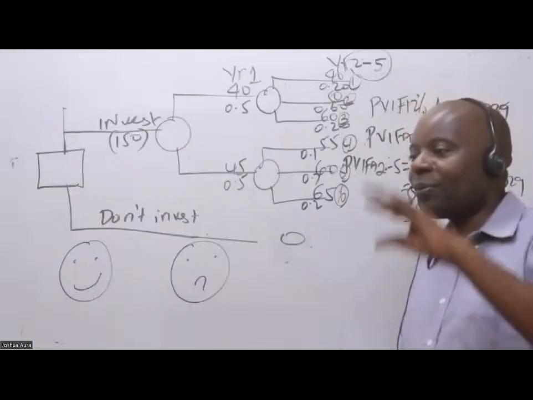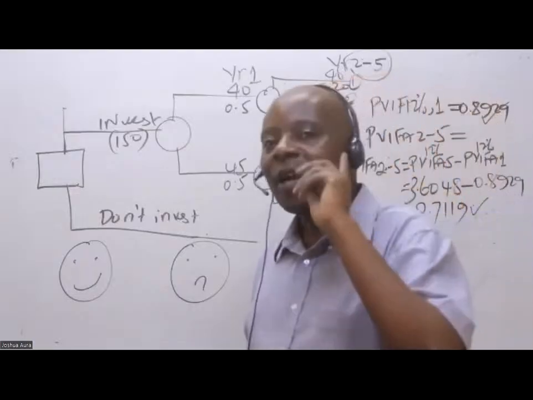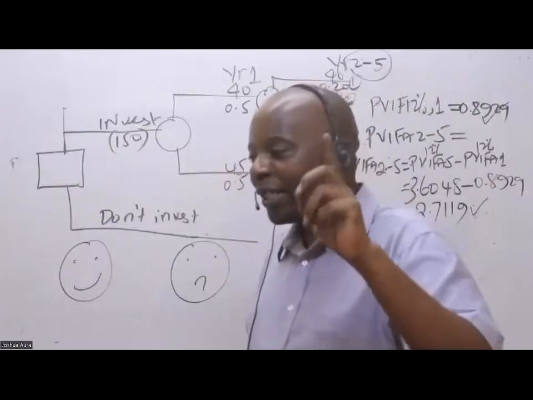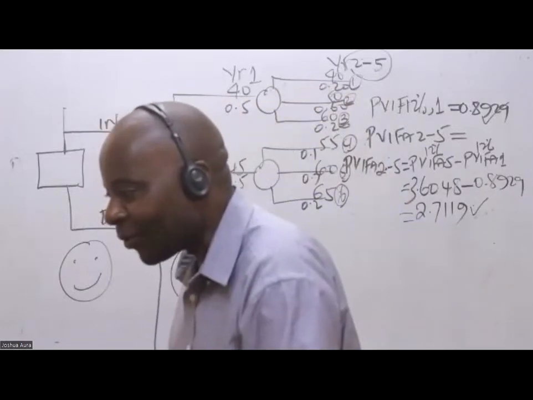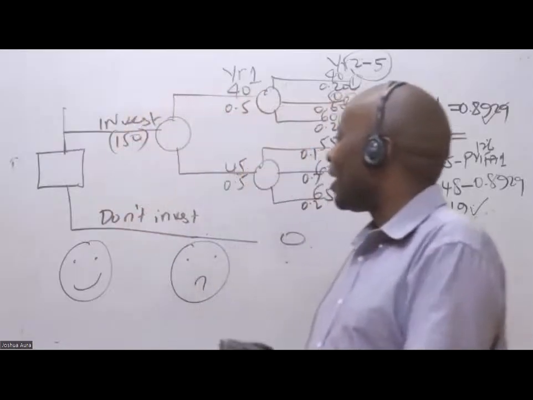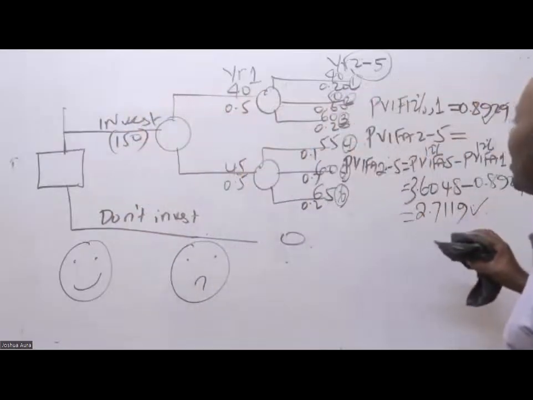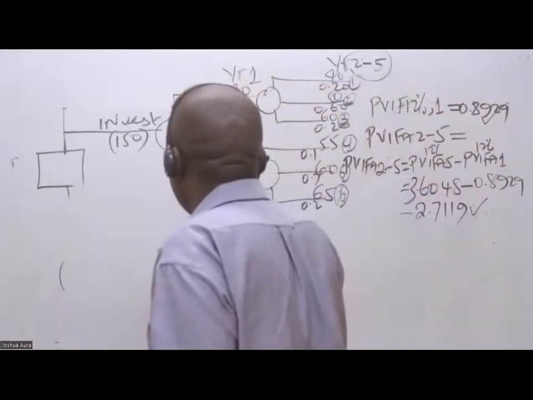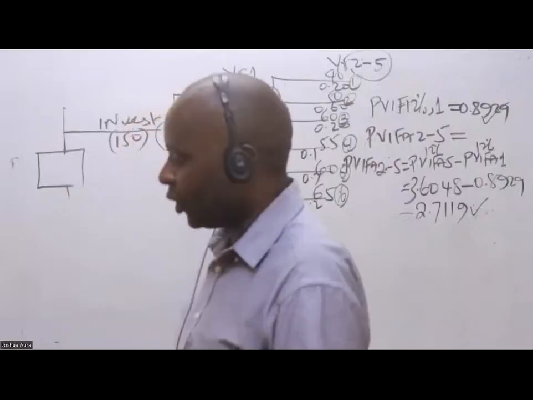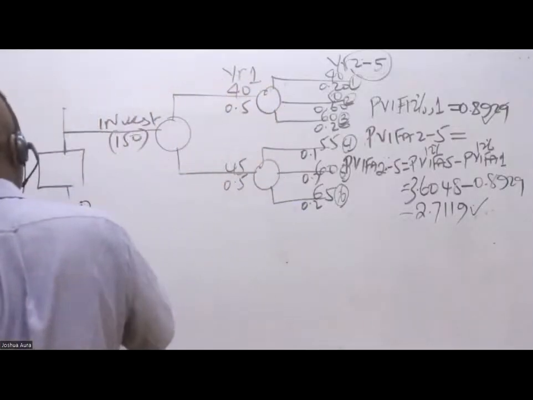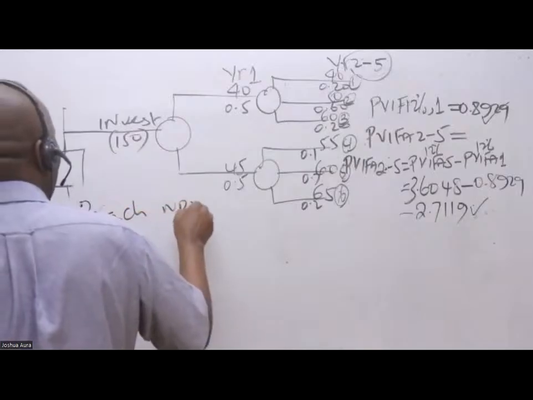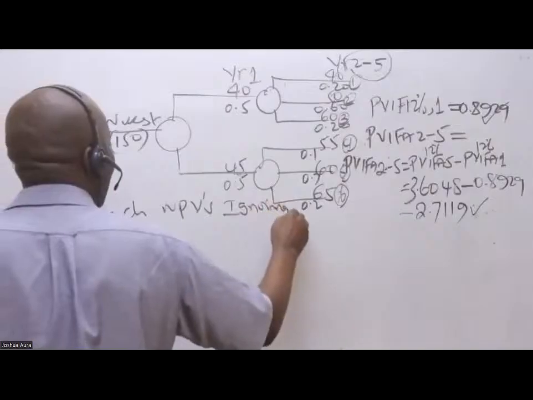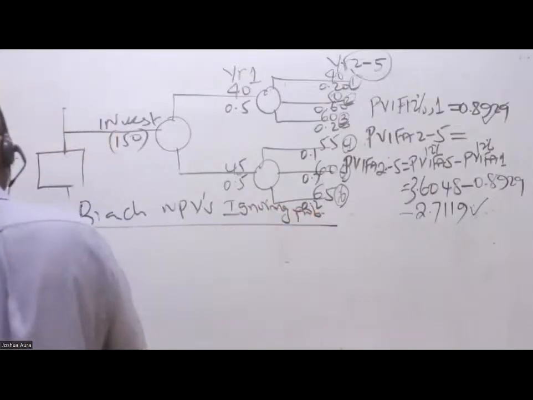Yes, marry those PVFs. The PVF and the PV-FA for year 1 are always the same. Great. So please go to the branches and give us the net present value, ignoring probabilities. So, branch number 1.